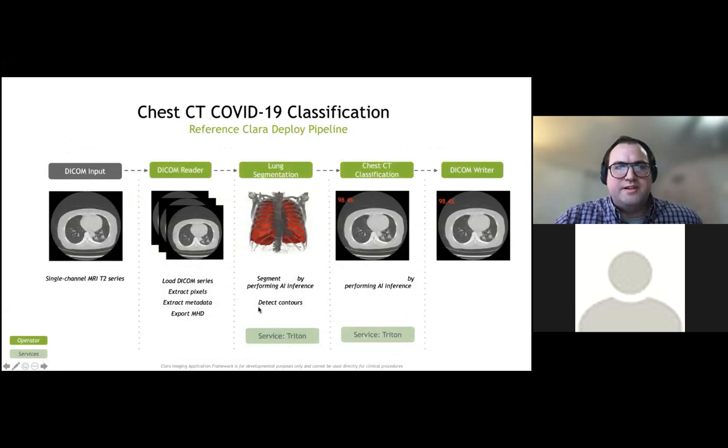Furthermore, we published a deploy pipeline that is basically using our released models. And this could be integrated into a clinical PACS system where the Clara Deploy reads the DICOM images directly, applies the lung segmentation model, and then the result is fed to the classification model to do the classification, and the result will be written back to a DICOM writer, so it's available to the radiologist in the PACS system.